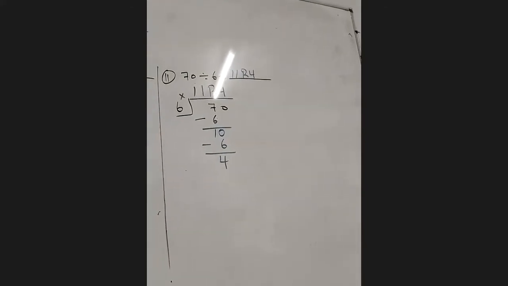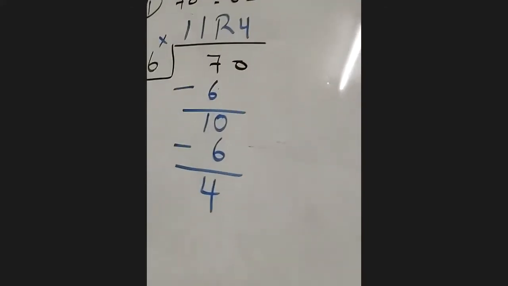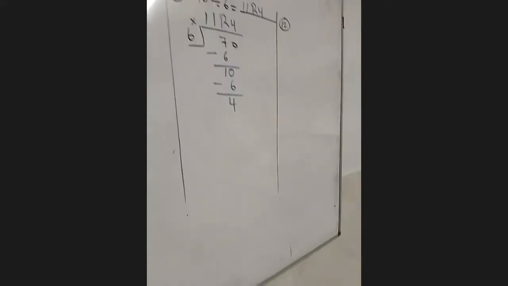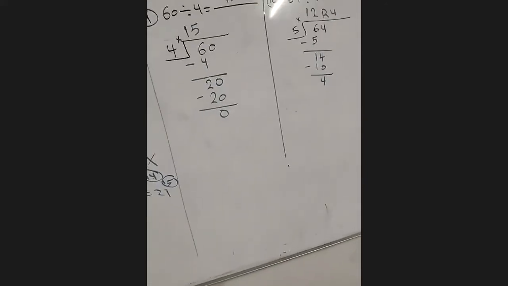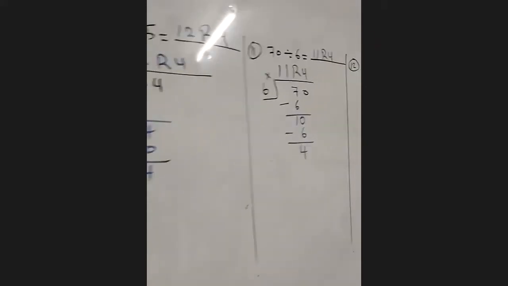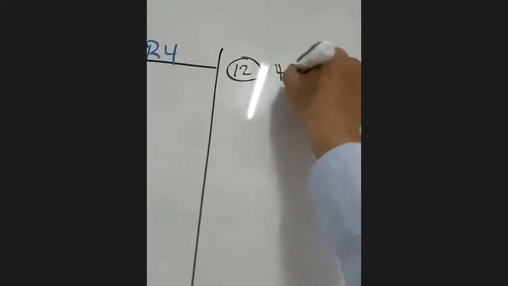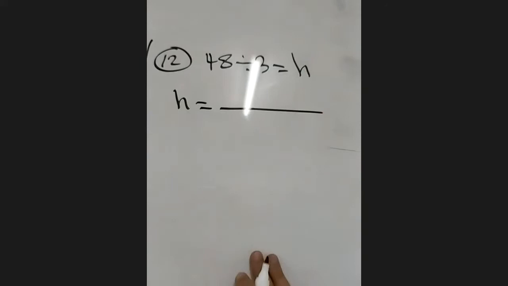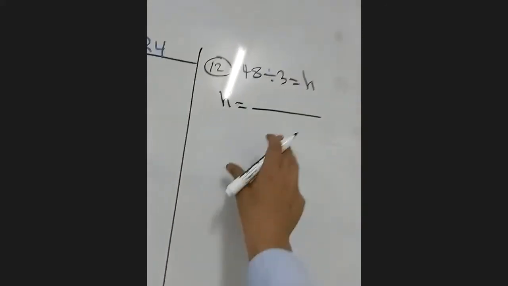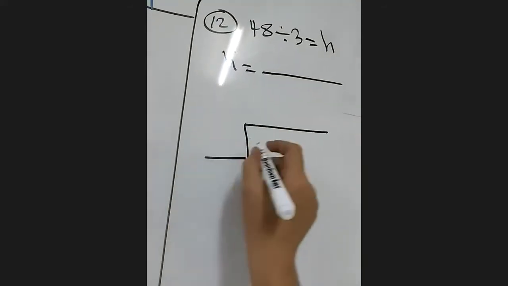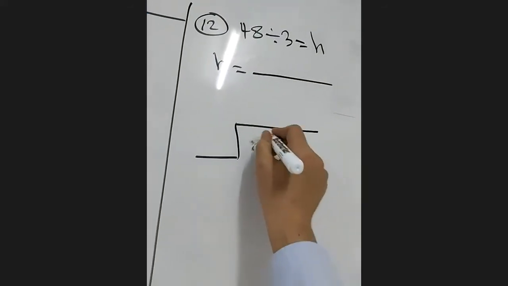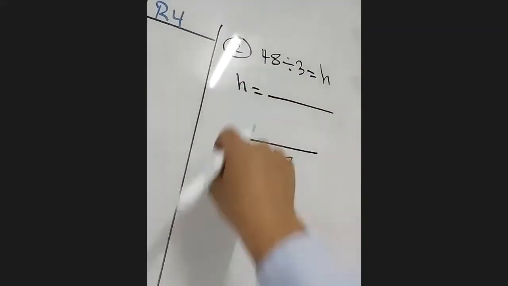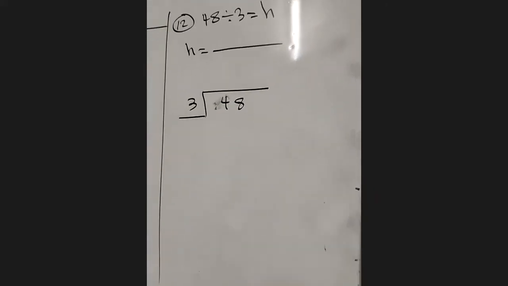This is question 11, guys. Do it, and let's go down to question 12. We have in question 12, 48 divided by 3, and we need to find h. 48 divided by 3 equals what? Down there they wrote h equals 9. So we need to find the answer of the division. We will make the long division 48, and here is 3. Find the answer, then we put it in the line for h, the value of h.